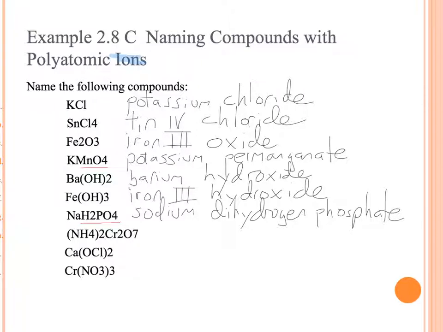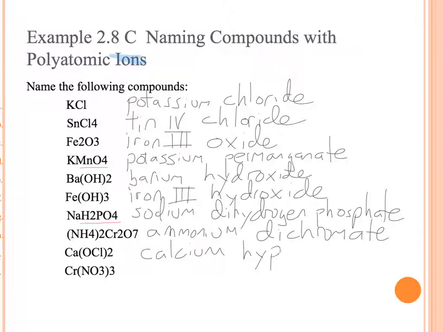Here's 2 polyatomic ions. This is one of our only positive ones. Ammonium dichromate. Calcium does not need a Roman numeral because it's an alkaline earth metal. That's hypochlorite. Chromium, however, does need a Roman numeral. Nitrates, NO3 is -1. There are 3 of them. Chromium is +3. Chromium 3 nitrate.